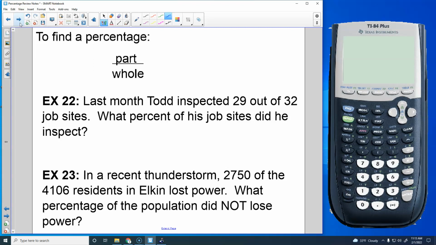So percentages are just part of a whole. Actually, that's going to give you the decimal, and then you'll change it to a percent. So last month, Todd inspected 29 out of 32 job sites. What percent of his job sites did he inspect?